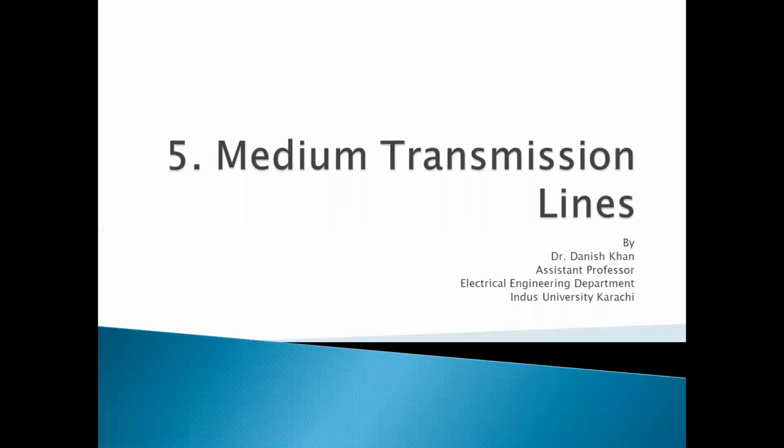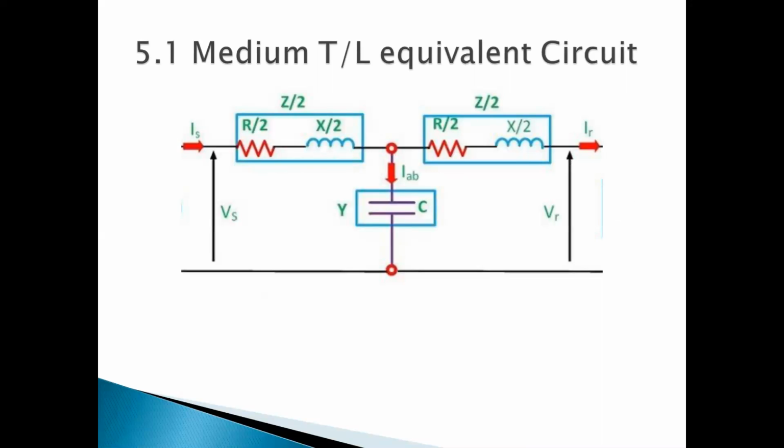So in the previous lecture, we learned about the short transmission line. Now the medium transmission lines are those having a distance of more than 80 kilometers in a 50 hertz system. They are categorized as medium transmission lines. Medium transmission lines actually have two types of models. This is the first one. We call it the T model.